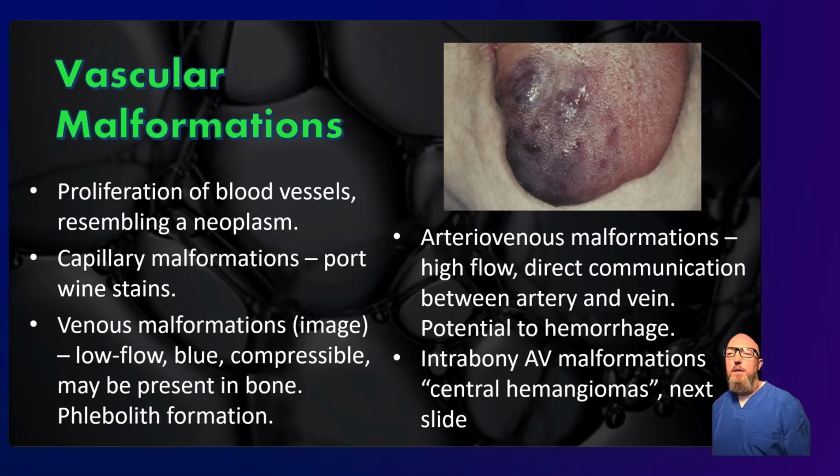The venous ones are going to be low flow. They can form phleboliths. In fact, they're more common to form phleboliths. Arteriovenous are high flow, and so now we have a combination of the vasculature of arteries combining with veins. And so direct communication between artery and vein. They can hemorrhage. These are the ones that are really bad to cut into because of that high pressure, that high flow. This is where a patient could exsanguinate. So be really careful when you suspect something might be one of these vascular or specifically the arteriovenous malformations.